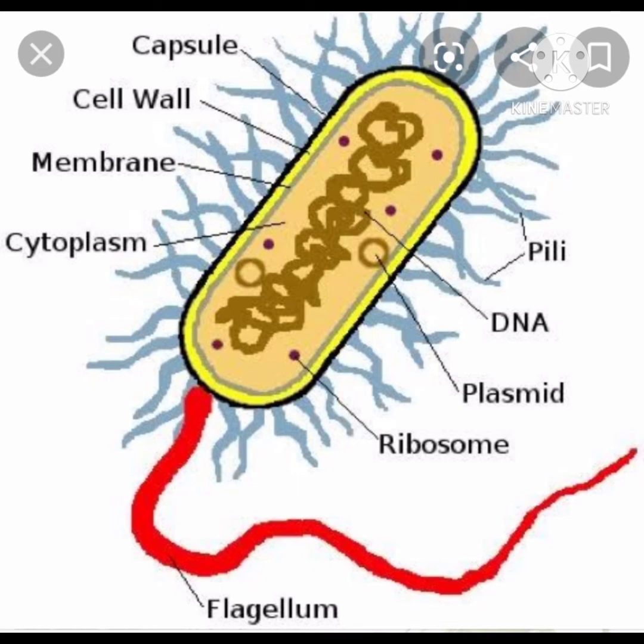Then nutrition could be autotrophic or heterotrophic. What is the autotrophic method of nutrition? The organisms that are able to prepare their food by themselves are called autotrophs, or autotrophic nutrition. If the organisms are not able to prepare food and depend on other organisms for their food, then we call them heterotrophs, or heterotrophic nutrition.